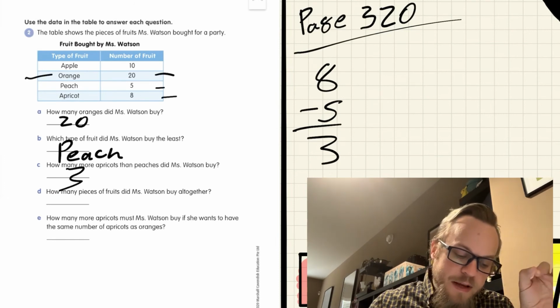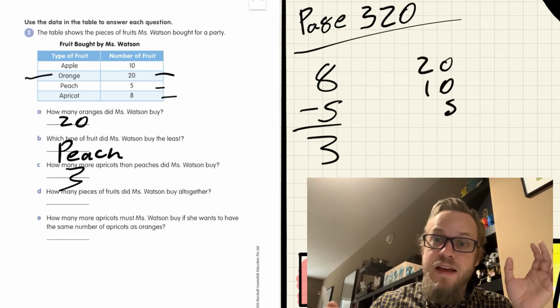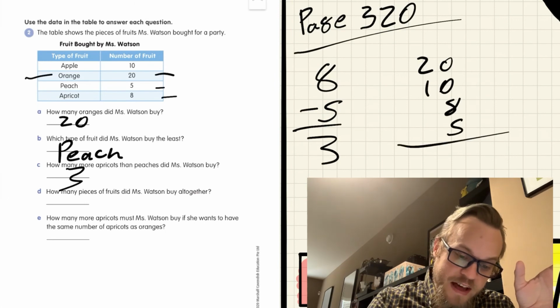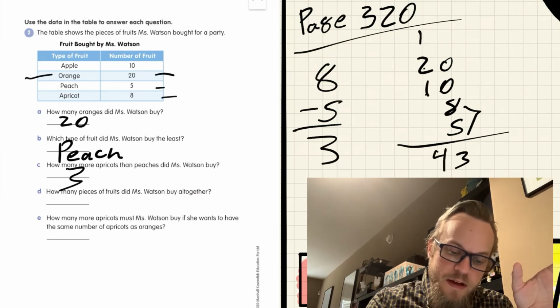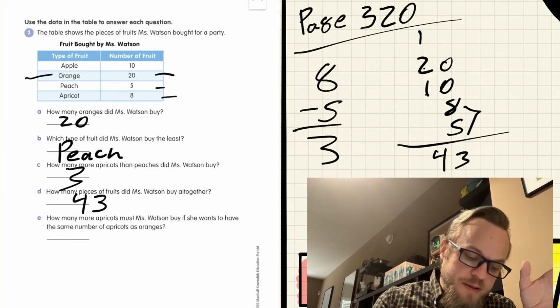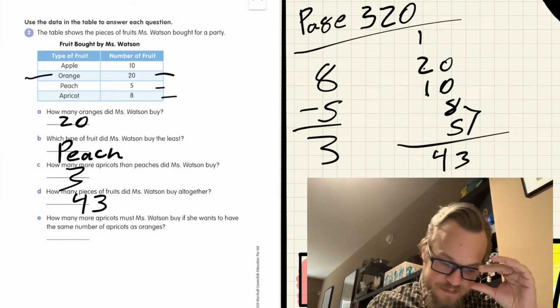D, how many pieces of fruit did Miss Watson buy all together? All together means I need a total. So if I add up 20, 10, 8, and 5, let's see, that's going to be 13. 10, 30, 40. She bought 43 pieces of fruit altogether.